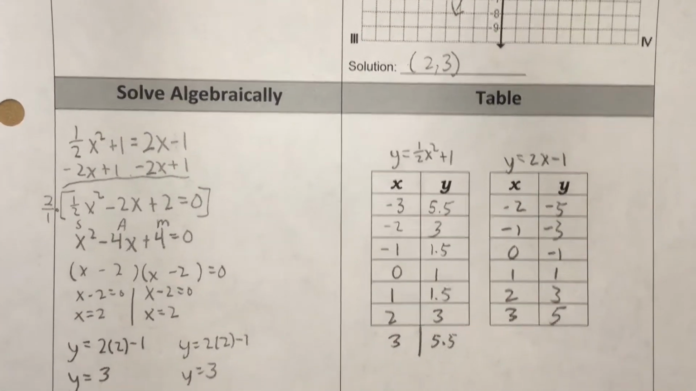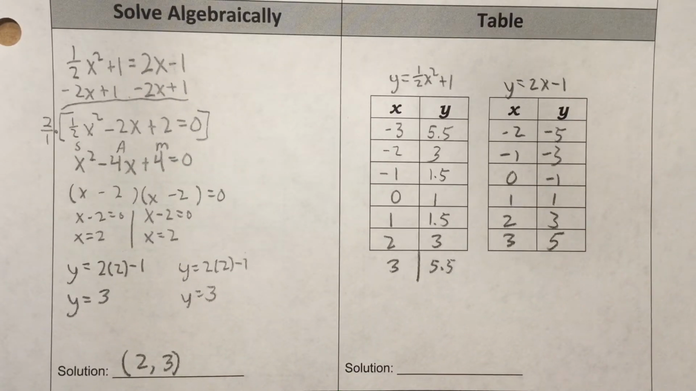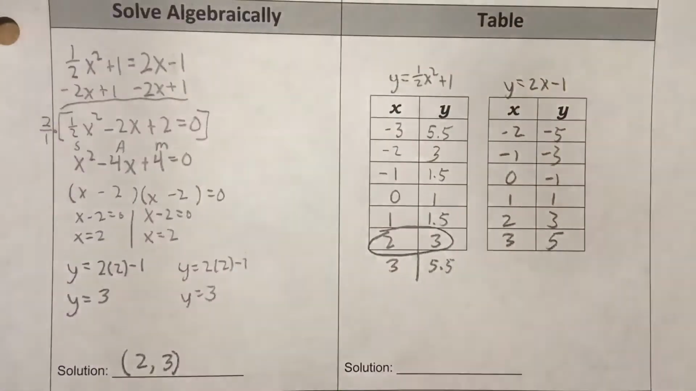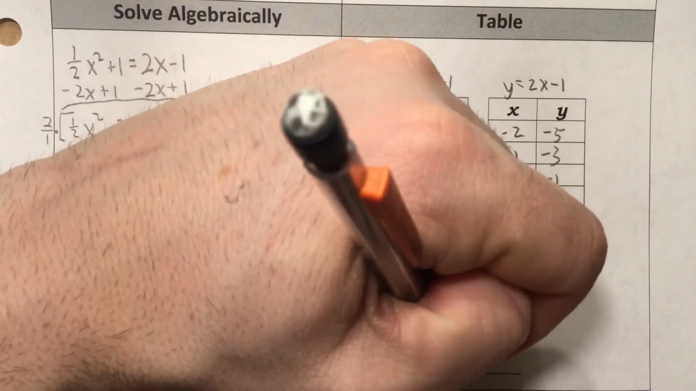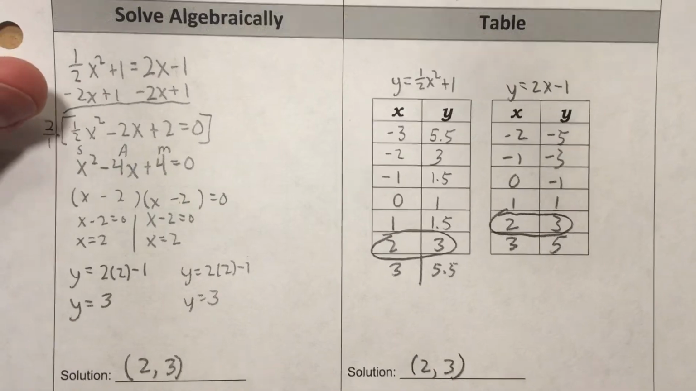And so now if we're looking just at the table to try and find our intersection point, we're looking for where the x and the y are exactly the same. And we have a (2, 3) on this table and a (2, 3) on this table. So we know again that they are solutions there. All right, let's do one more example.